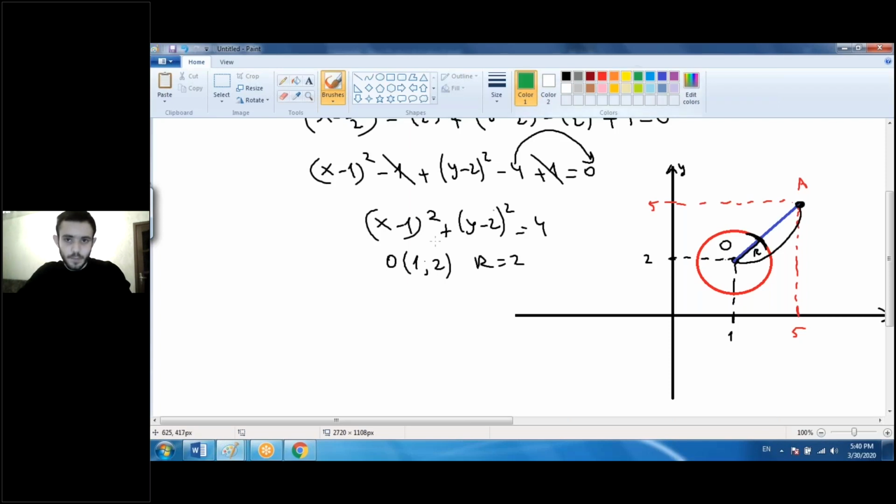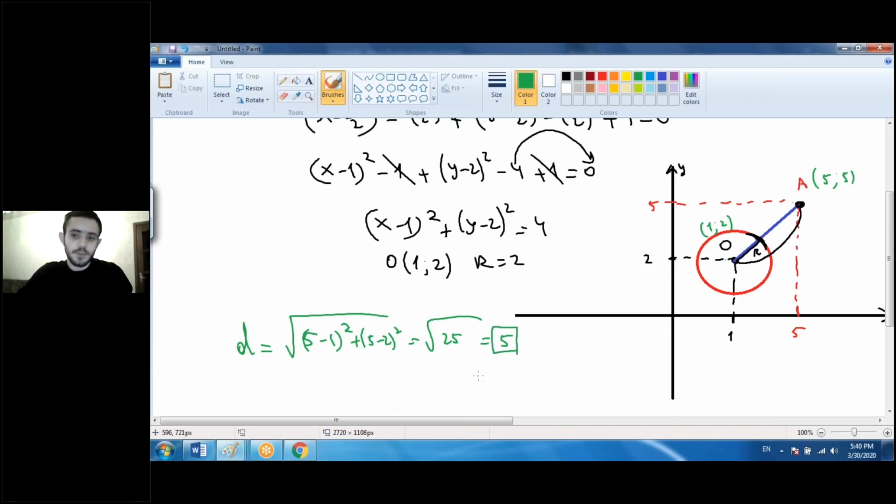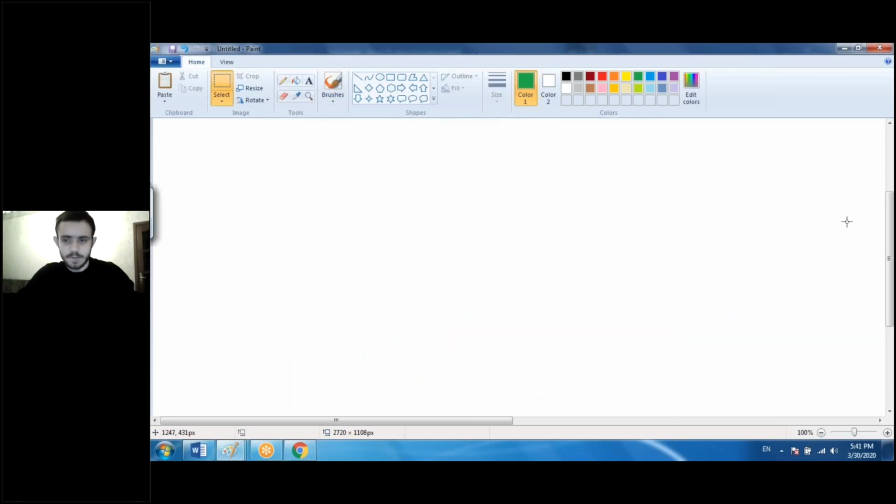So now we will find the distance between point A with coordinates 5, 5 and point O with coordinates 1 and 2, using the formula of the length of the segment. 5 minus 1 squared plus 5 minus 2 squared, which will give us again root of 25 and 5. Since we need to find the distance between the point and the circumference, I will need to subtract radius from the total distance. The final answer is 3. That is a bit harder. You should be more careful with this one. So let's move on to the next one.